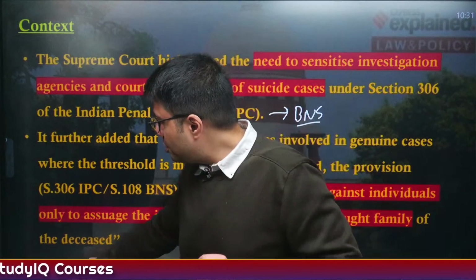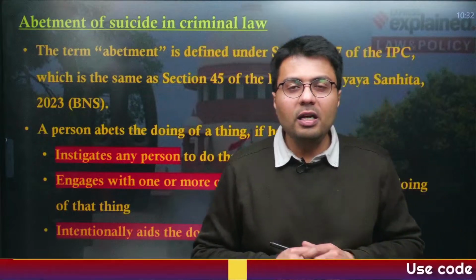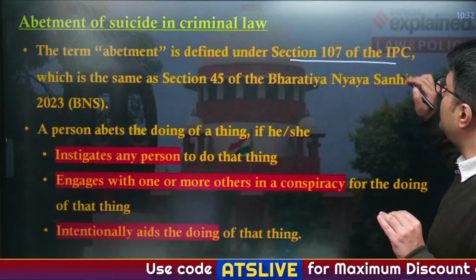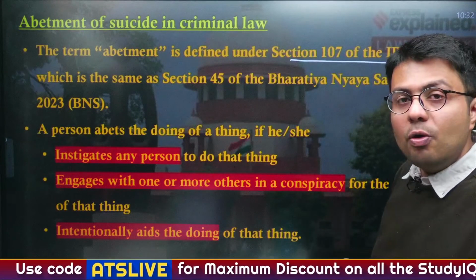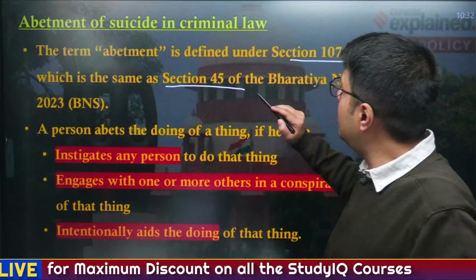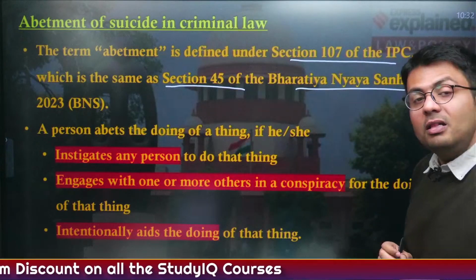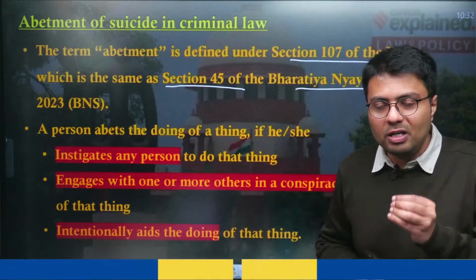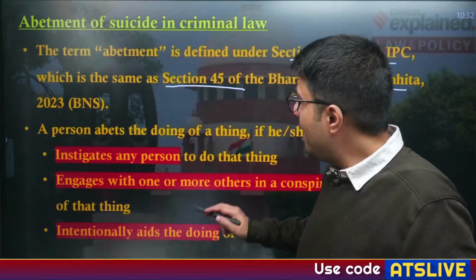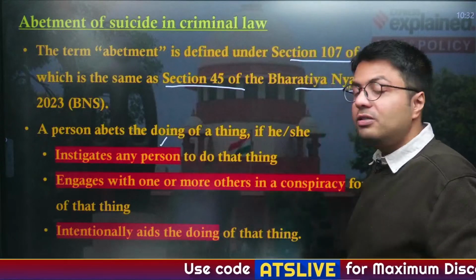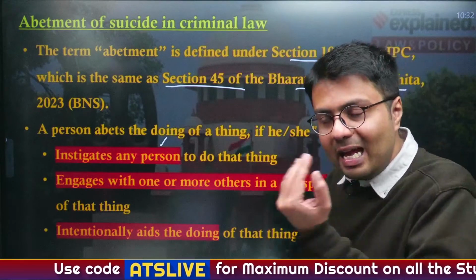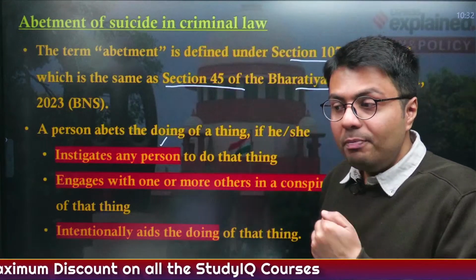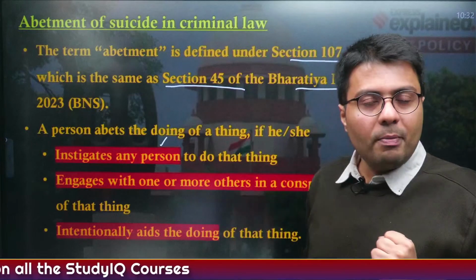Understood? Now, first of all, let us try to understand what the term abetment means. Abetment was earlier defined under Section 107 of the Indian Penal Code. However, it is now covered under Section 45 of the Bharatiya Nyaya Sanhita 2023. The term abetment means a person is accused of doing something if he instigates another person to do that thing. If I tell a person, please do that thing, that is a process of instigation, where I am encouraging that person to commit such an act.